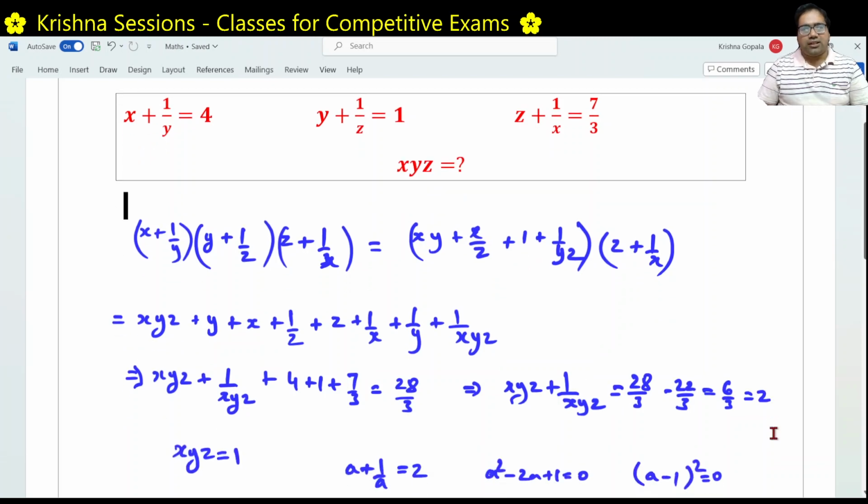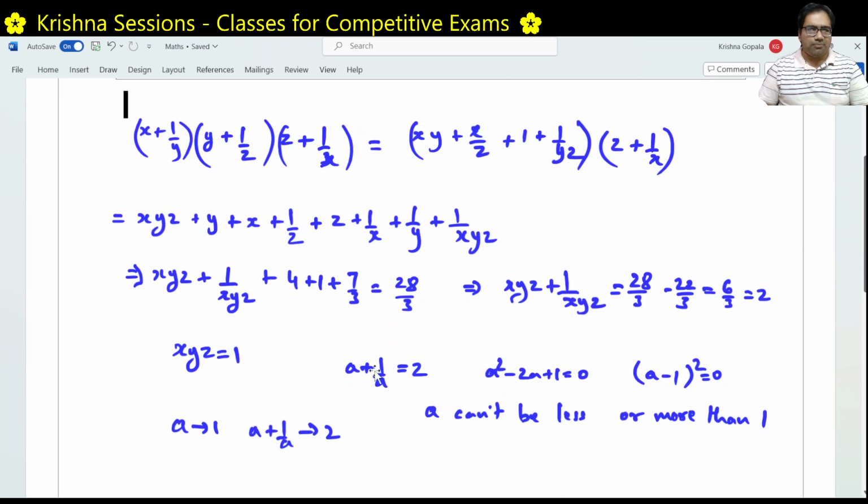So by looking at this equation, we should directly say that xyz is equal to 1. Because a plus 1 by a is equal to 2. What does that mean? See, if a is less than 1, 1 by a will be greater than 1. If a is 0.5, right, 1 by a will be 1 by 0.5, which is 2, and the sum would be greater than 2. If a is greater than 1, if a is 2, then 1 by a will be less than 1, but still the sum is greater than 2.